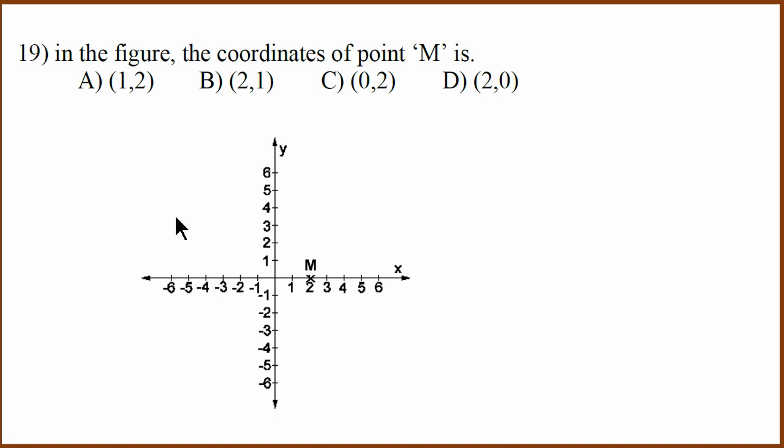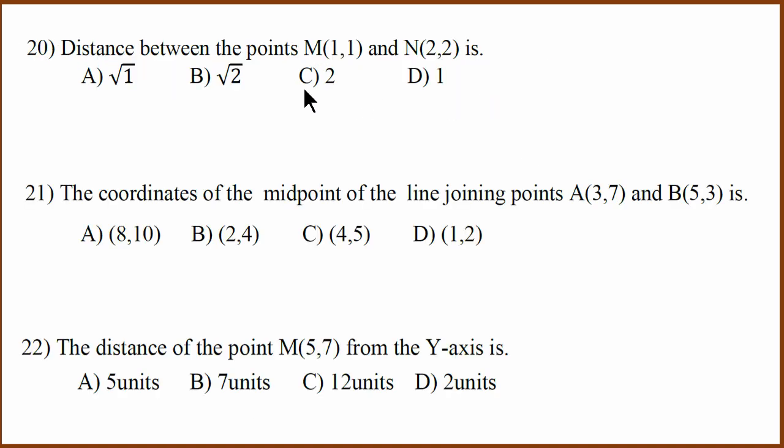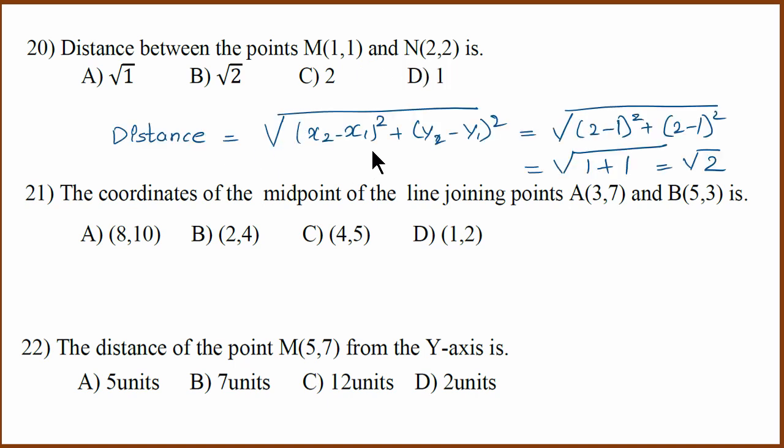19th question, coordinate geometry question. We are supposed to find what is the coordinate of M. So M coordinate is X coordinate is 2, Y coordinate is 0. So it is 2, 0, which means D is the answer. Now distance between points 1, 1 and 2, 2. If we apply the distance formula, 2 minus 1 square plus 2 minus 1 square, which will be 1 plus 1, which is square root of 2. So answer is B.